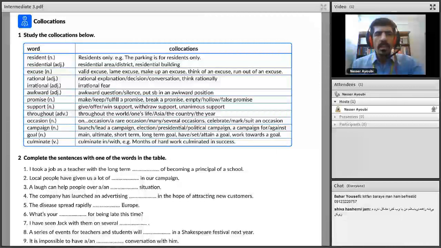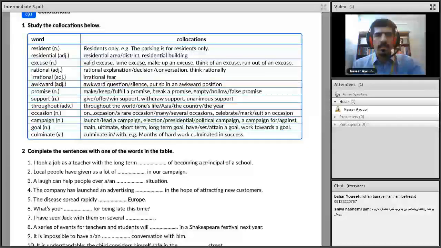1. Study the collocations below. Resident, I'm reading this part. Resident as a noun, residential adjective. Residents only. For example, the parking is for residents only. It means no passengers, no travelers, no tourists can use the parking. This parking is for residents, people who live in that apartment building or in that residential complex or area.